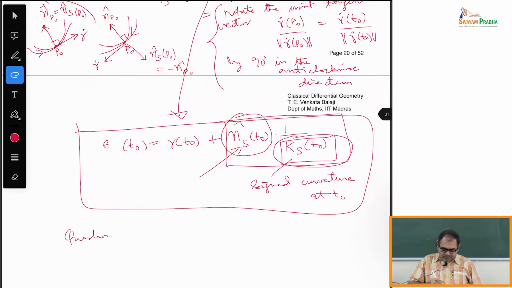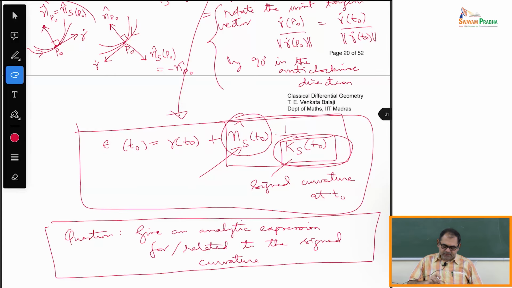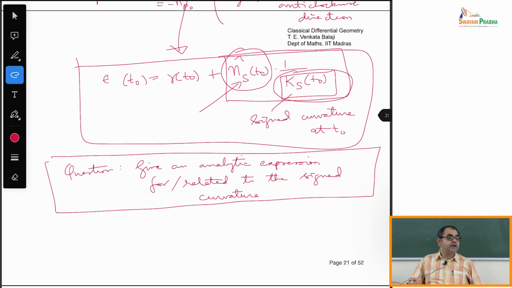So I'll write this question. So the question is: give an analytic expression for, or related to, the signed curvature. And this question is what we want to answer next. And it is going to help you to answer many other things.